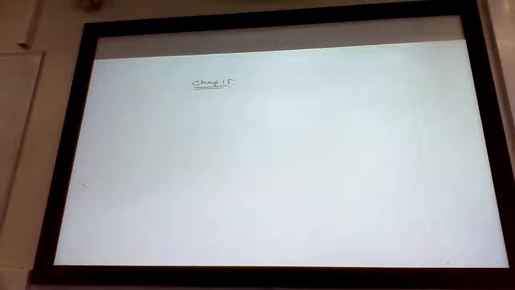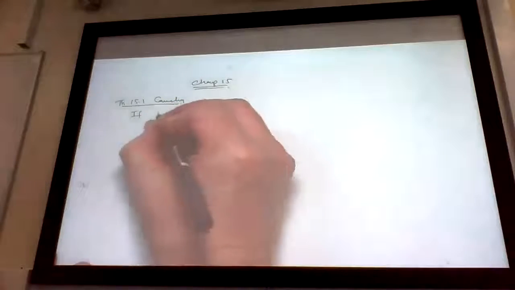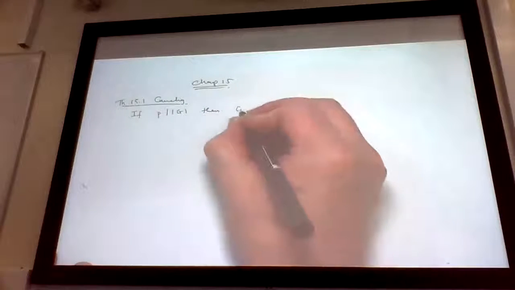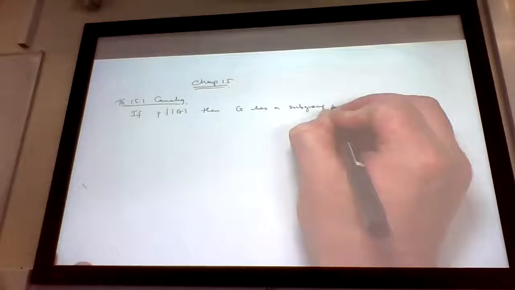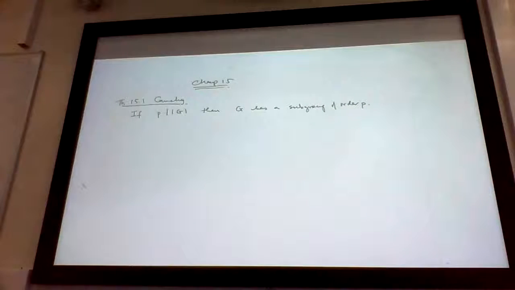Sylow, I think. Yeah. So what we've had so far is theorem 15.1, which is attributed to Cauchy, that says if prime P divides the size of your G, then G has a subgroup of order P. Or another way of saying that, it has elements of order P. Okay? The subgroup of order P has to be cyclic, generated by any of its non-identity elements.